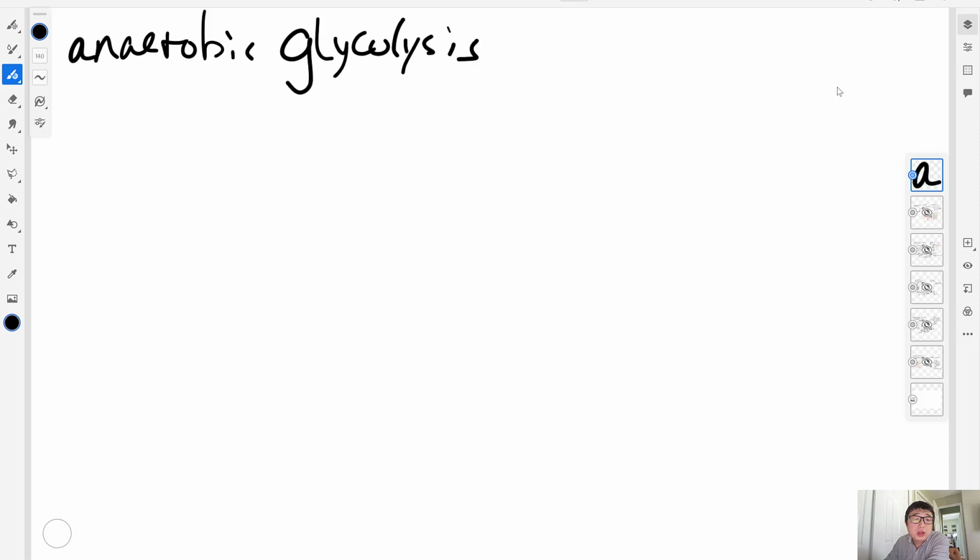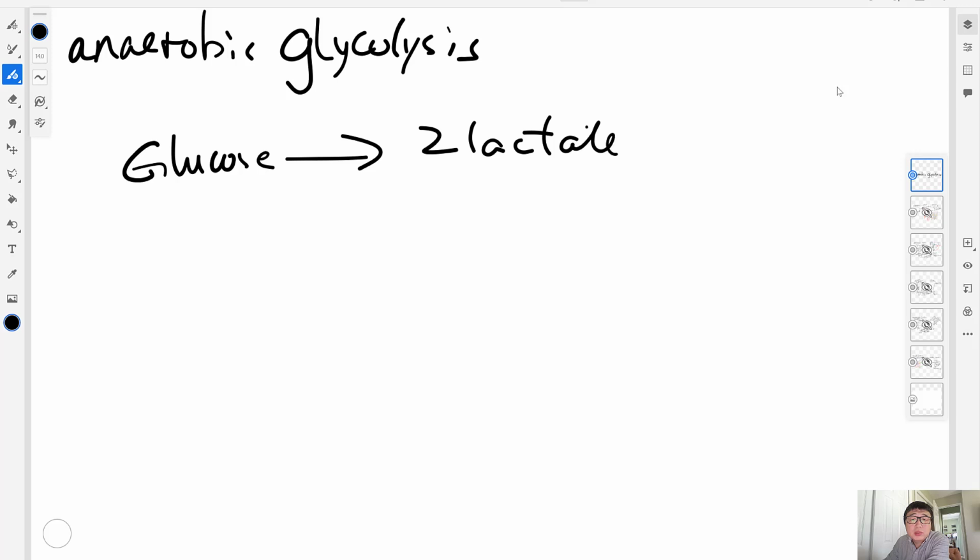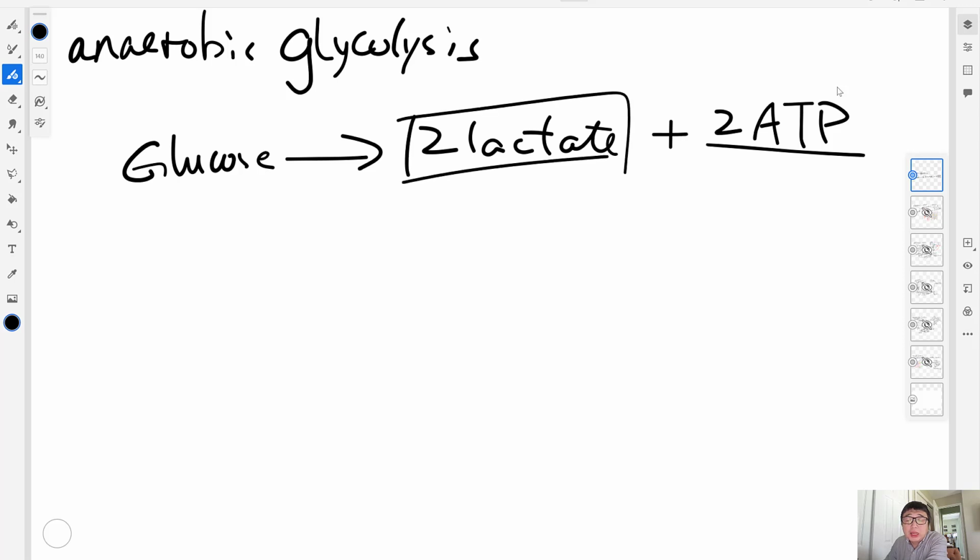What is anaerobic glycolysis? This is one glucose becoming 2 lactate plus 2 ATP. You see, it generates way less ATP than the complete oxidation. However, it's much faster. It does not require oxygen. That's the key thing. And at the same time, you have a lot of lactate to be accumulated in the muscle. And what happens to those lactate?